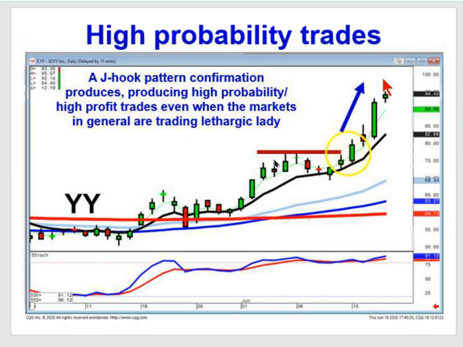How can you find the patterns using TC2000? I think most of those formulas are in our little file that's way down on the right-hand corner.